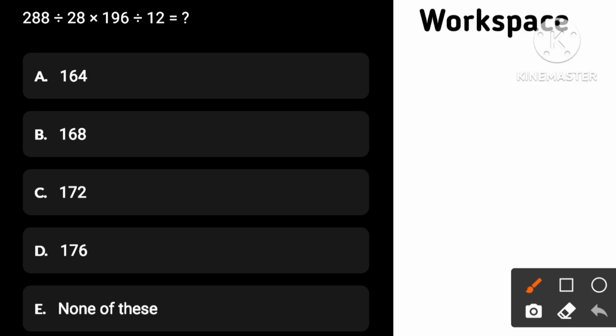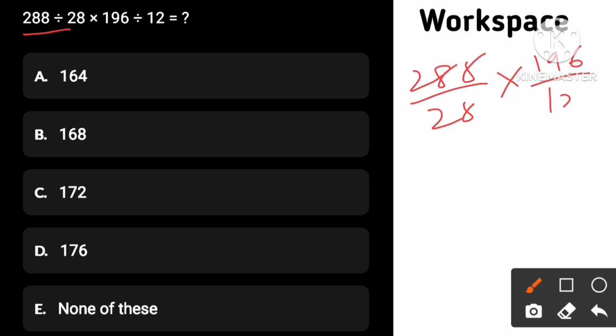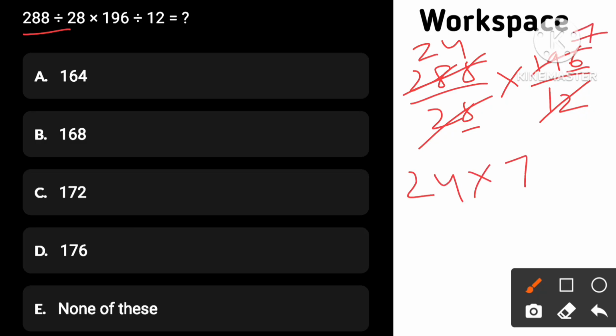Second question, 288 divided by 28 into 196 divided by 12. 12 2 times will be 24 and 48 means 4 times. Here 28 8 becomes 6 means it must be multiplication of 7. 7 8 times 56, 7 2 times 14 and 19. So it will be 7 times. So what we have is 24 into 7. 7 4 times 28 and 7 2 times 14 and 2 16. So answer will be 168. Option B is the answer.